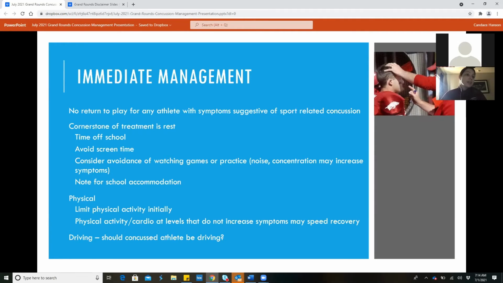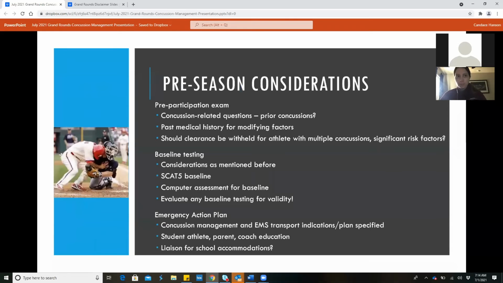And then driving, consider if a concussed athlete should be driving. You might want to tell them just until they have an office evaluation or we are doing serial testing that they shouldn't be behind the wheel, because of course, if they have slowed reaction times and slowed cognitive responses, they're probably not the best person to be in charge of their own life and other people's lives in a motorized vehicle. Next slide.